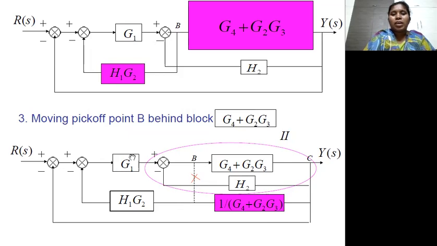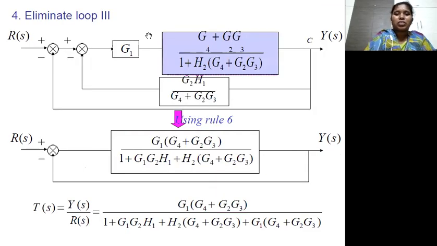Now what will happen, again this block G1 and the resultant block obtained by solving loop 2 will be in series, is it right? Here G1 and this transfer function are in series connection. Again we can apply the series formulation here. So what is the value, the product of the two gains? The first block value is G1 and the second block value is G4 plus G2 G3 divided by 1 plus H2 into G4 plus G2 G3. So I multiply these two expressions and put them in a single block, right?